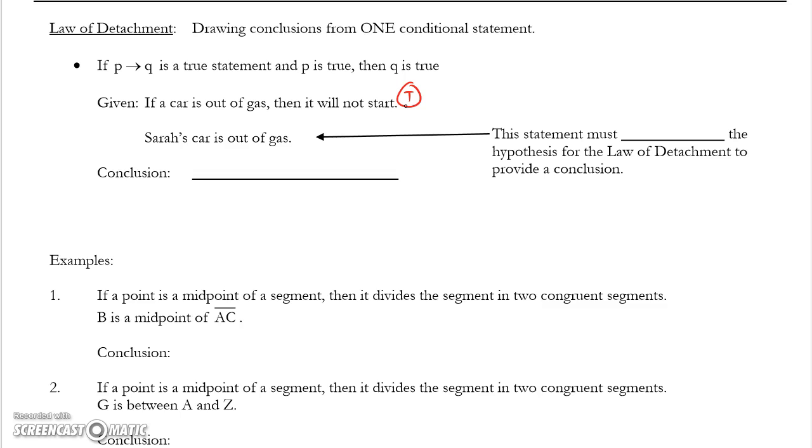We are then going to be given a new statement. The key here is it has to match the hypothesis of my original conditional, not my conclusion. So it must match the hypothesis for the law of detachment to provide a conclusion. Since the hypothesis is that a car is out of gas, and Sarah's car is out of gas, it matches my hypothesis of a true statement. Logically, I can then conclude, Q, her car will run out of gas.